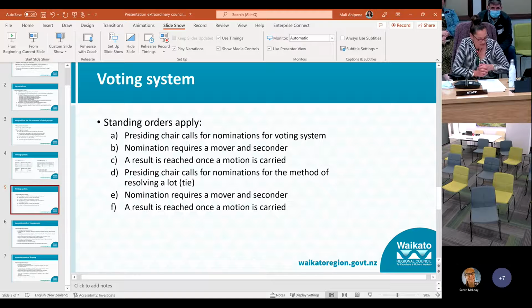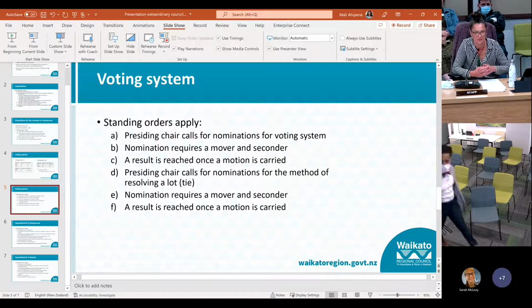So moving on now to the process, standing orders will apply. Our presiding chair will call for nominations of the voting system. A nomination of a voting system requires a mover and seconder as the usual process. A result is received once a motion is carried. Beyond that, we still need to make a decision about the method of resolving a tie. We'll go through the same process in that regard: nomination, mover, seconder, result reached once the motion is carried. So that's our process. Are there any questions before I hand back to the chairperson to undertake the process?